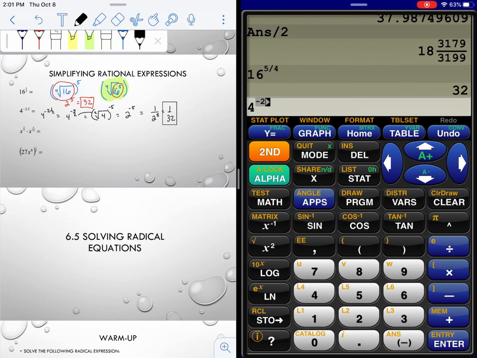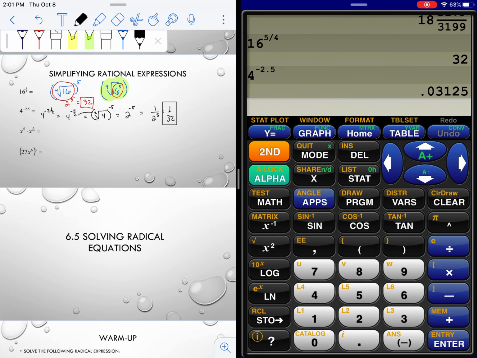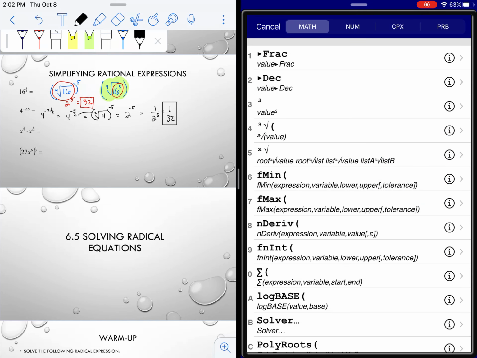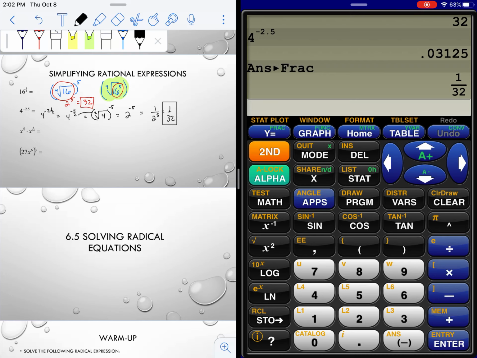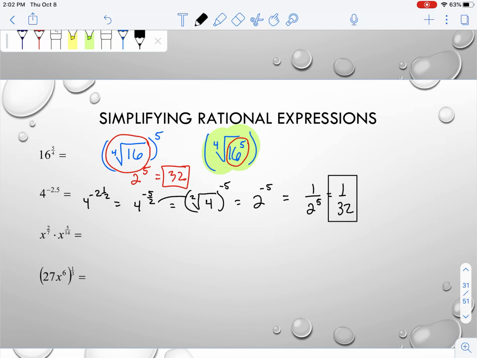So there's checking my first one. 4 raised to the negative 2.5. That's my decimal. Make it a fraction. Hit math, fraction, enter. There's my 1 over 32. However, as you saw, we didn't pick up a calculator once to do these. We did all this work mentally in our head. Okay, let's try this next one.